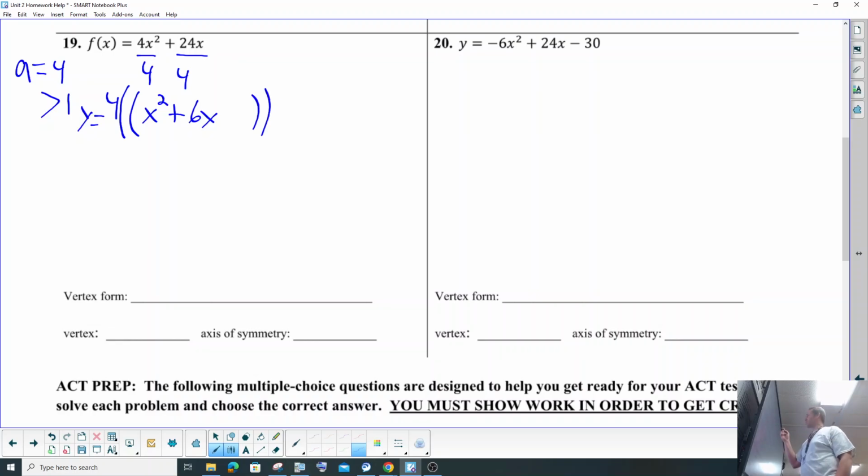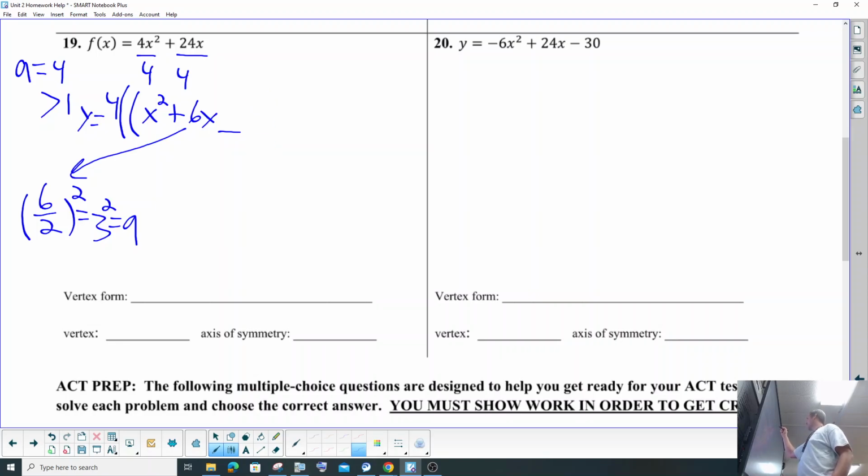Okay, so now we're going to complete the square. So we take the 6, we divide by 2, and we square it. 6 divided by 2 is 3, and 3 squared is 9. So we take that 9, and we're going to add 9, and we're also going to balance that by subtracting 9, if you remember that. So we're going to go ahead and pull this parenthesis apart here a little bit.